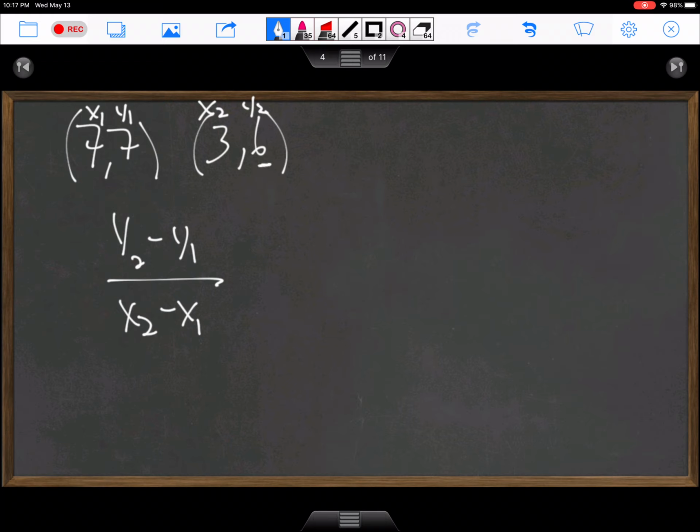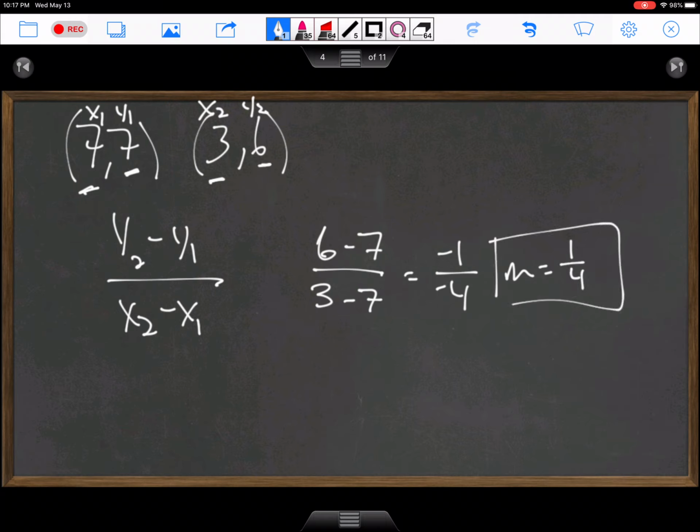That is my 6 and my 7. So 6 minus 7. How is my point on my line changing side to side? That's my 3 and my 7. 3 minus 7. And that's going to give me negative 1 over negative 4. If you're struggling with this integer stuff, I know some of us might be a little rusty. Don't be afraid to lean on the calculator if you need to. We're going to simplify negative 1 over negative 4 to be a positive 1/4.